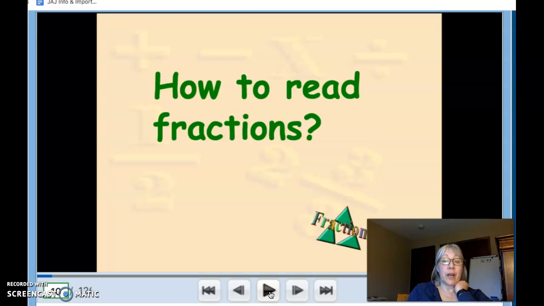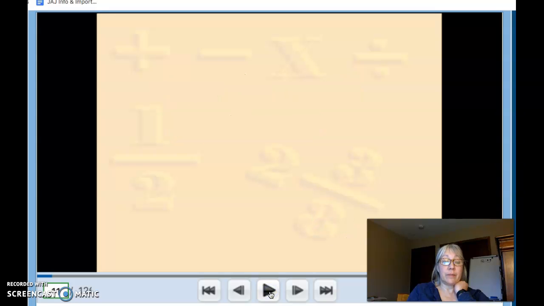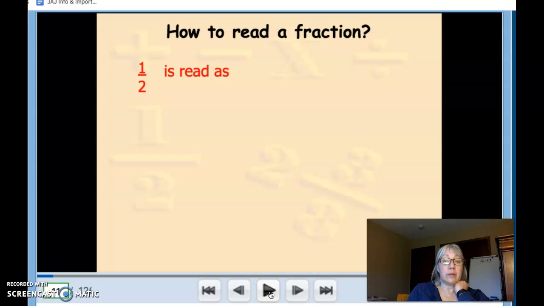How do we read fractions? How to read a fraction. This fraction is 1/2. And we read it as one half.